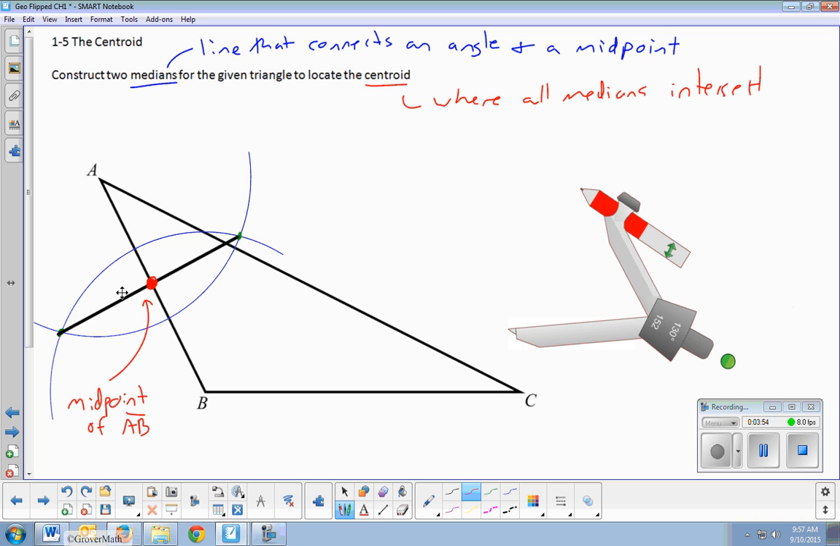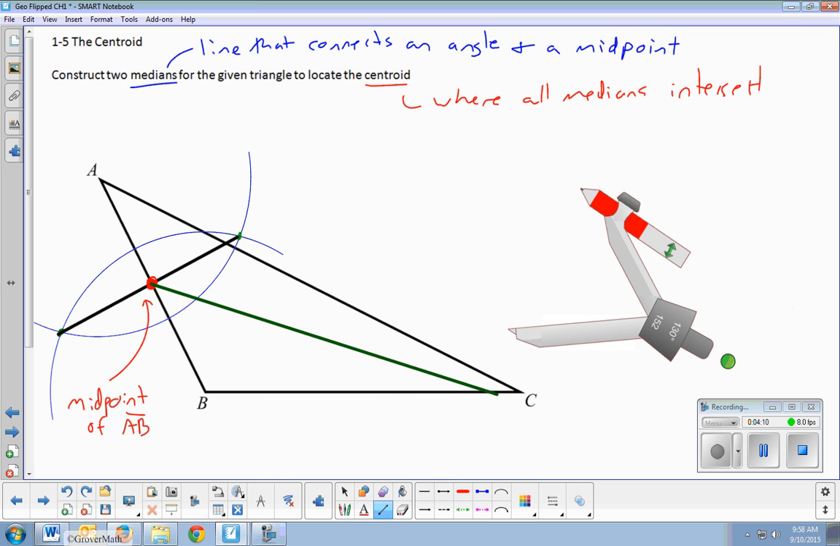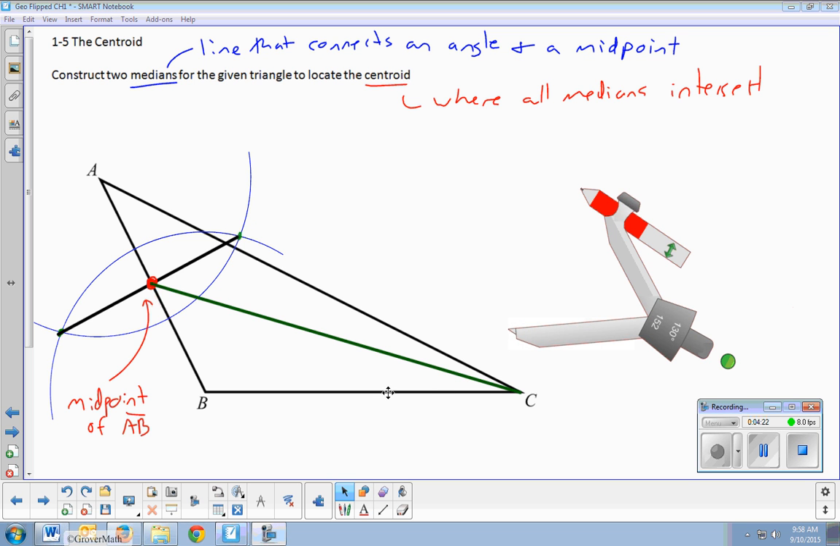And so this line, this perpendicular bisector I drew, that's not the median. The median is the line that I'm going to draw in color. Let's do green. So going from the midpoint to the angle across from it, that is a median. It goes from an angle to the middle of the opposite side. That's what a median is. All right, so that's one median. If we do another one, which we're going to, then where they cross, that's the centroid.